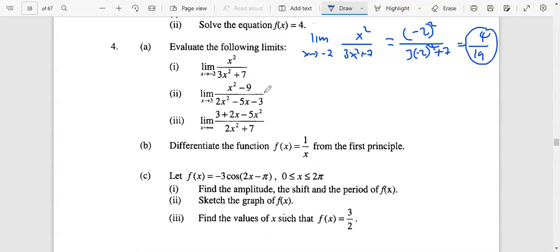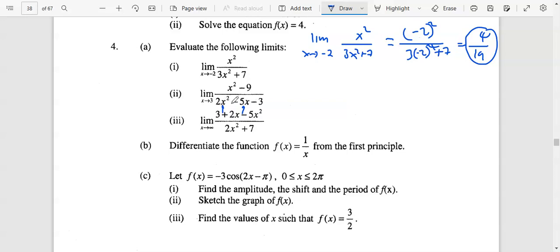And then the next one, the limit as x approaches 3. Now for this one, if you substitute 3 directly, put 3 here to give you 12. Put 3 here to give you what? 15. Is it? -15 minus 3.